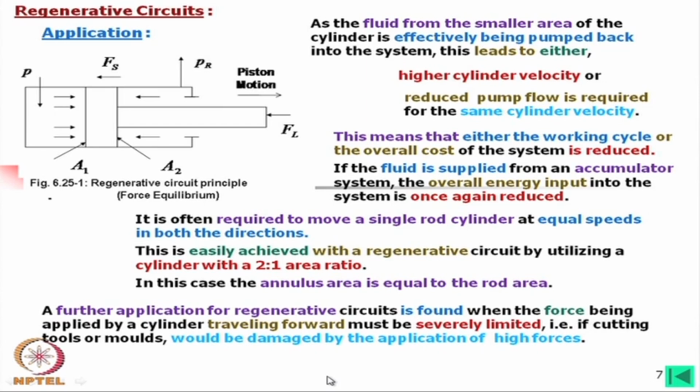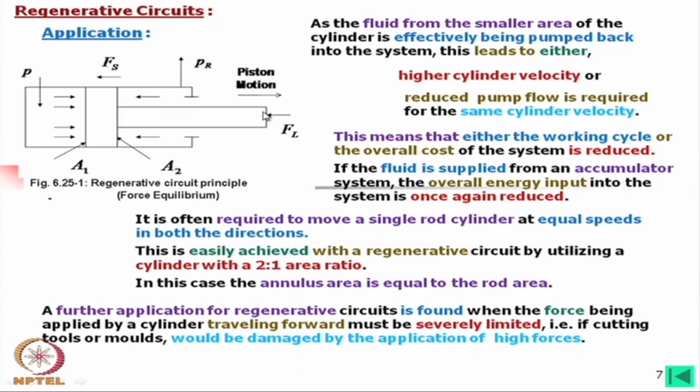A further application for a regenerative circuit is found when the force being applied by a cylinder travelling forward must be severely limited, that is, if cutting tools or molds would be damaged by the application of high forces. That is what I mentioned. So, if you move this piston in this direction with force in both directions, it will have much better control.